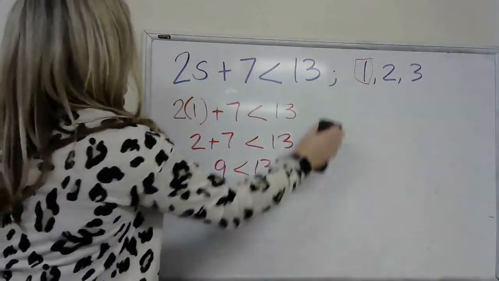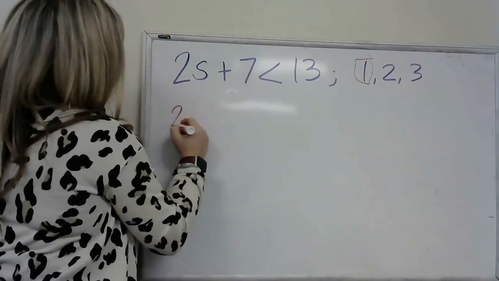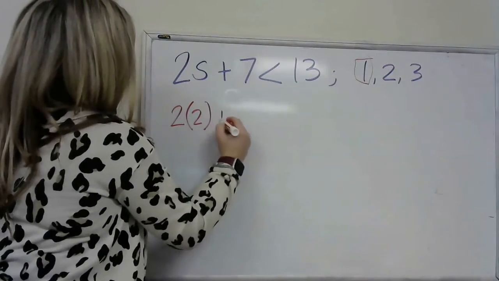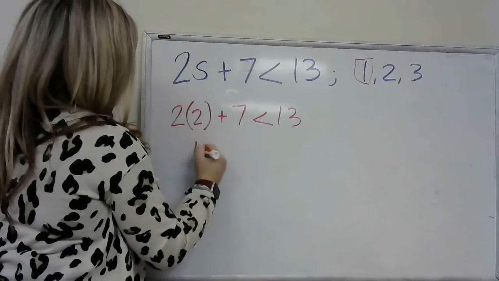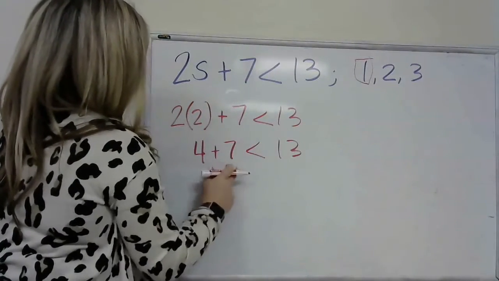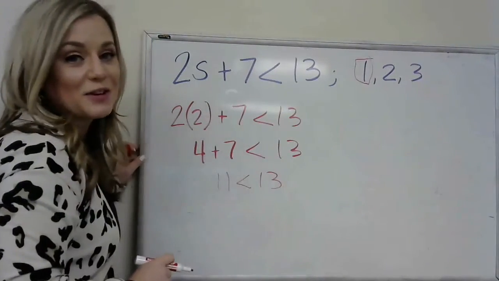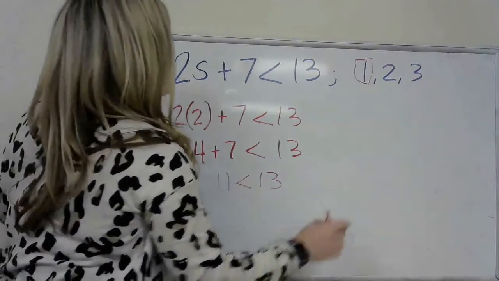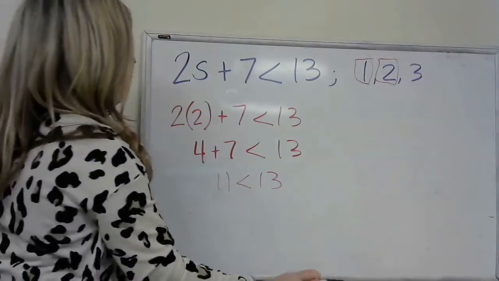All right. Now we're going to do 2. We're going to plug in 2 for S. So 2 times 2 plus 7 is less than 13. So 2 times 2 is 4. And 4 plus 7 is 11, and 11 is less than 13, okay? So 2 is also a solution. So you see where we could get more than one solution on this one.